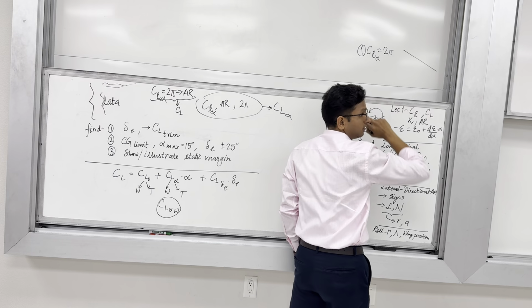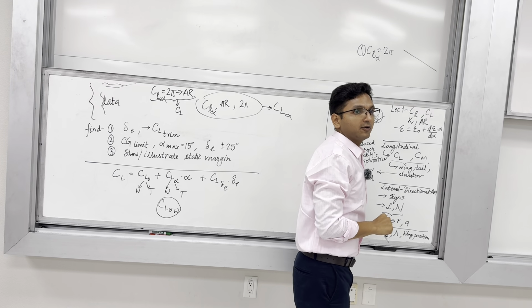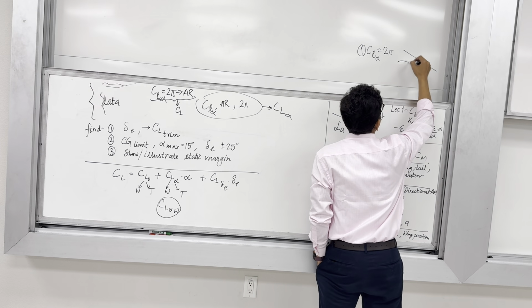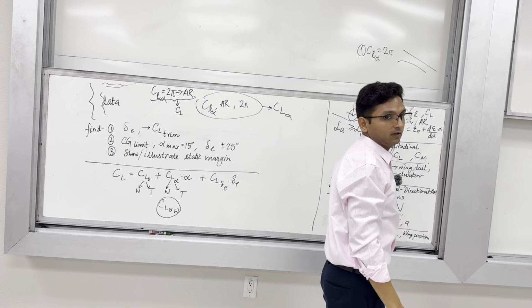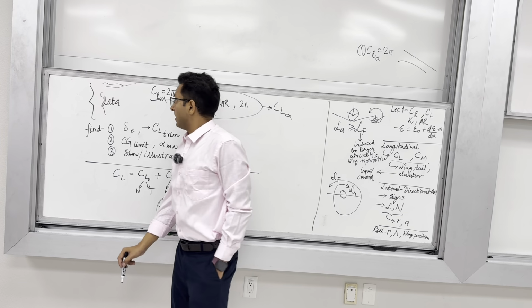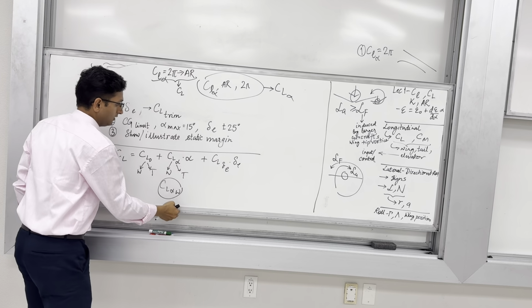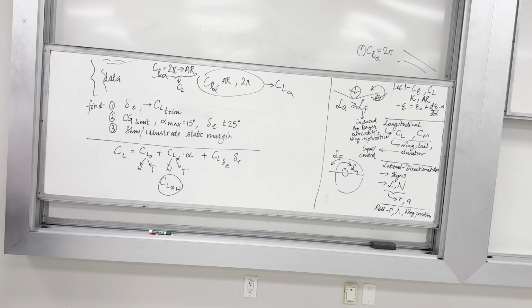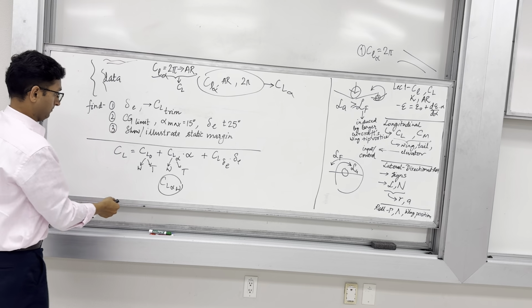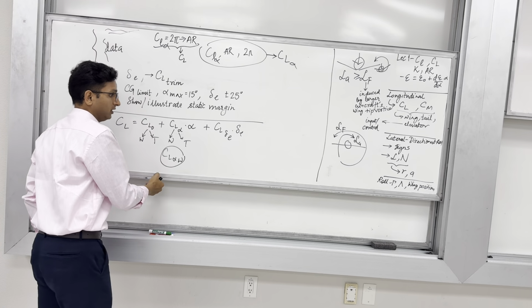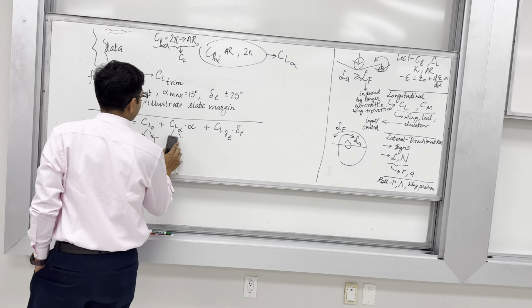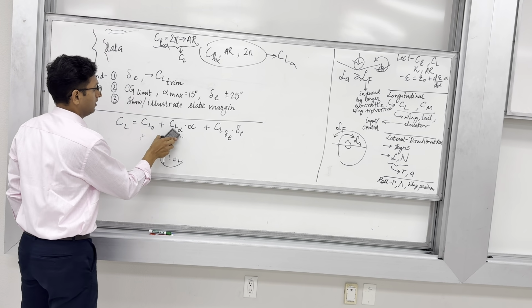Because CL naught depends upon the camber. For a flat plate, CL naught is 0, okay? But if there was a camber, then CL naught would be non-zero. So you go ahead and find out all of this. Now, what would be the first thing that would be required here? What else would be a problem here? So, okay, I got CL naught, I got CL alpha, I got CL delta E.